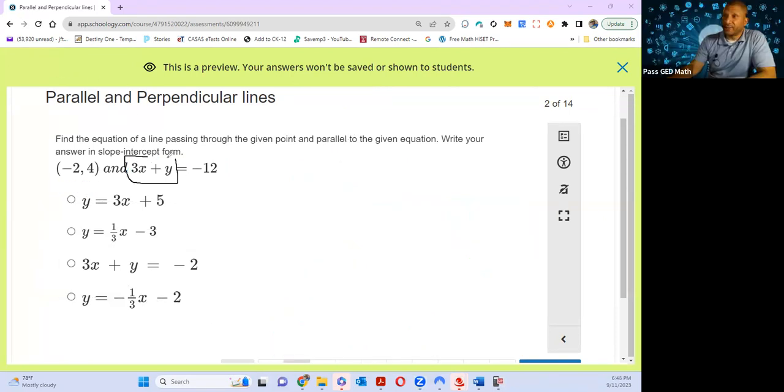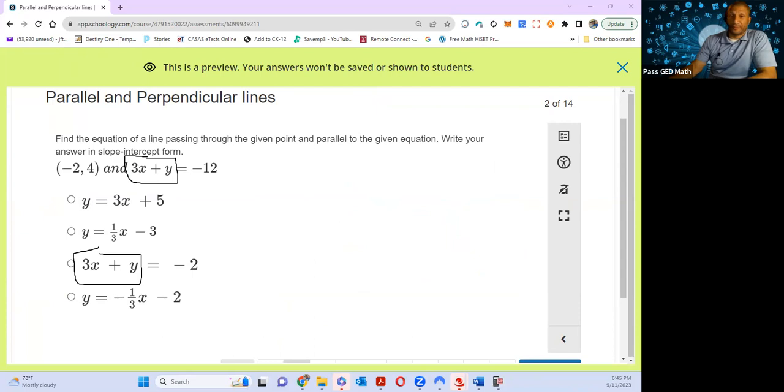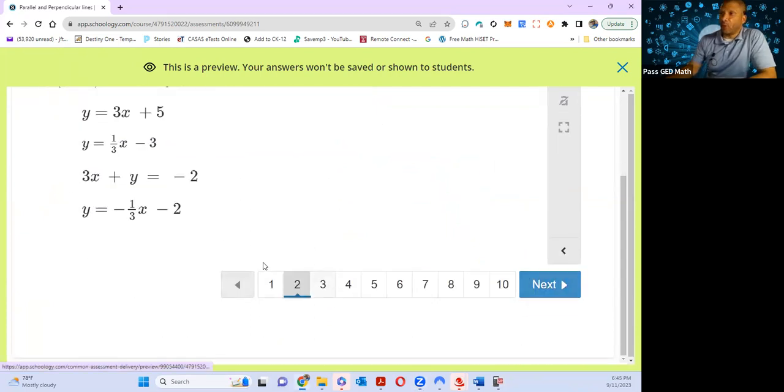They have the same slope. Negative 3 over 1, yeah. Let's try one with perpendicular.